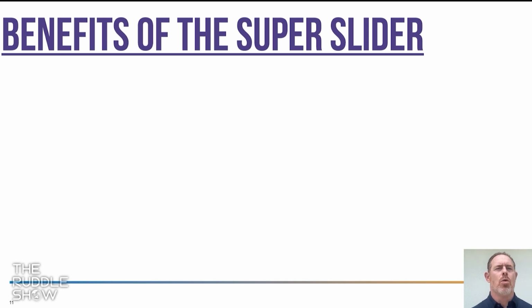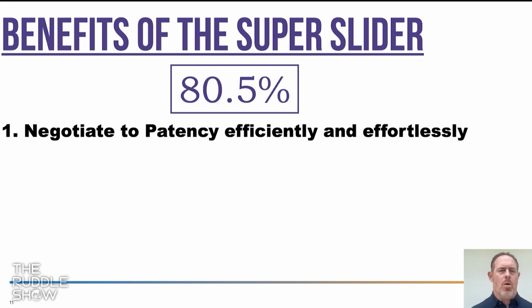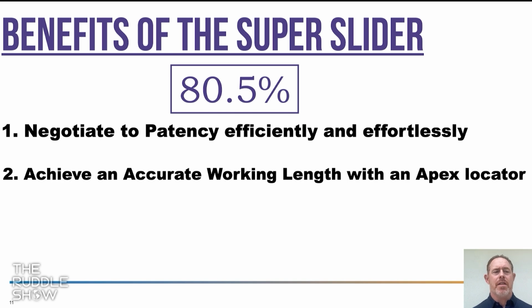Okay, why is this the workhorse, and what are the benefits of using the super slider? Well, step one, 80.5% of the time, you're able to negotiate to patency efficiently and effortlessly. It just slides right down the canal to the end, pops out the minor constriction, and you can then get an accurate working length by hooking up your apex locator right to the slider. You can slide to the slider shank or to the handle. Doesn't matter. You can get a nice accurate reading.